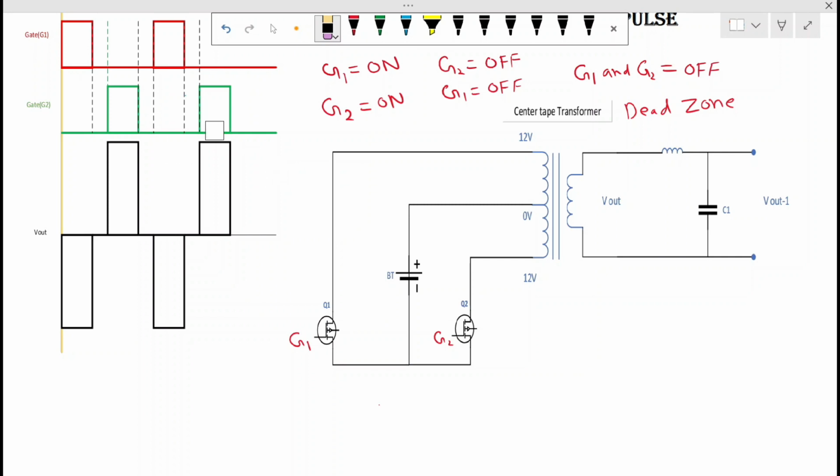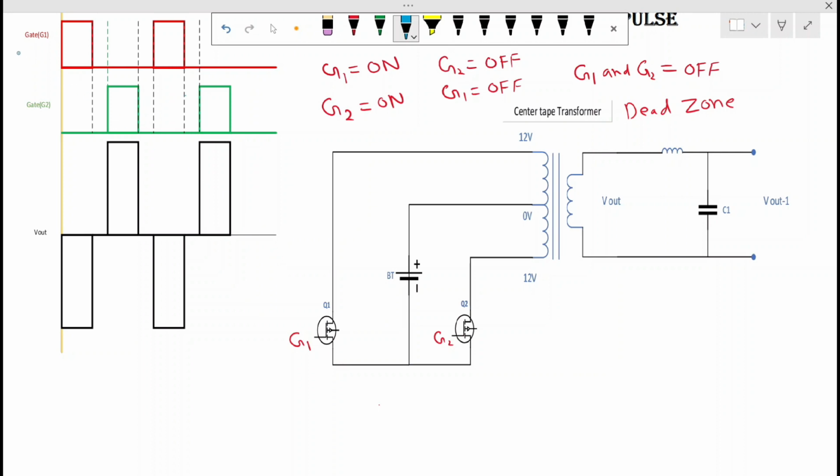This is actually called complementary pulses. So no clash-over will happen, no IGBT will be damaged by turning on both at a time, because the dead band is there. When one is on, the other is off; when the other is on, the first is off. Now we will understand how the function happens and generates the output voltage.